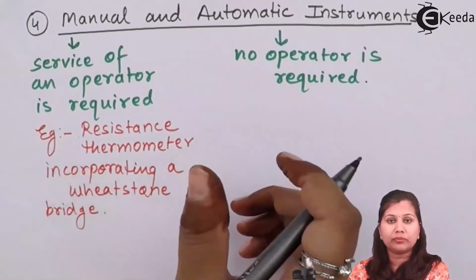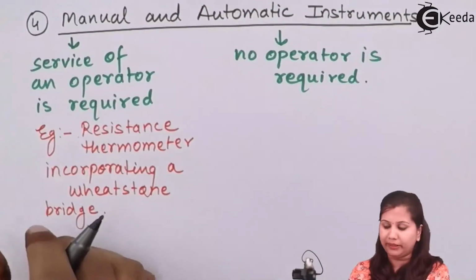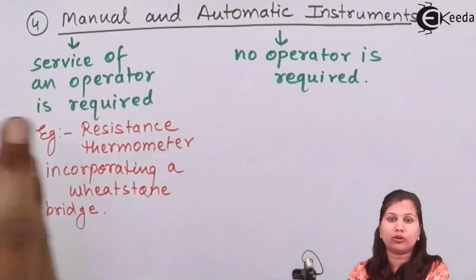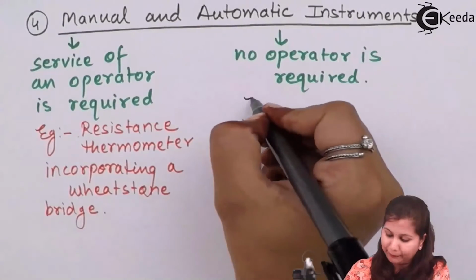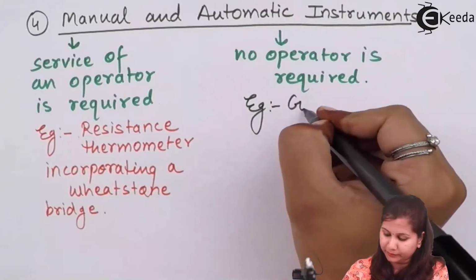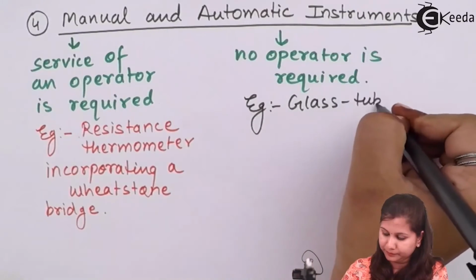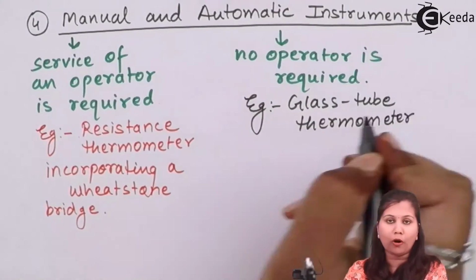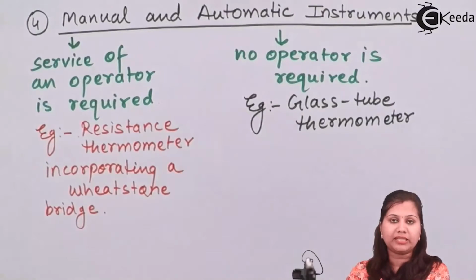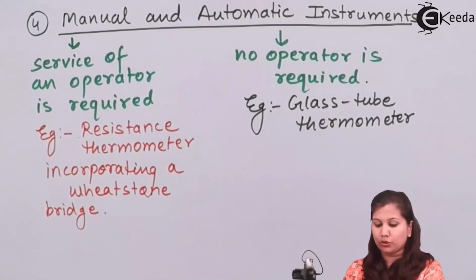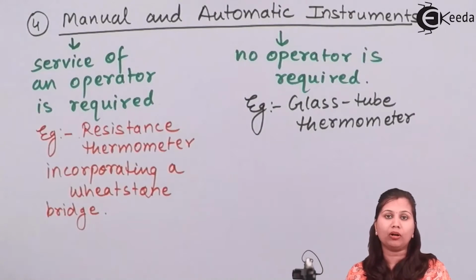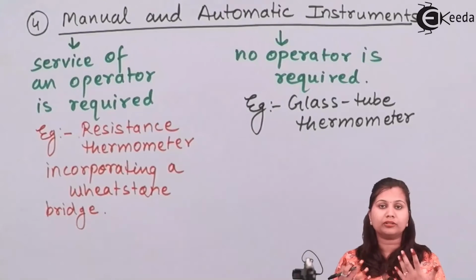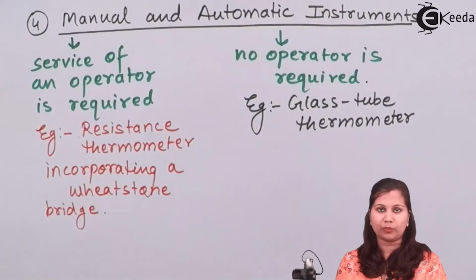So manual instruments always need the service of an operator, whereas automatic instruments do not require the service of an operator. An example of this is a glass tube thermometer. In the glass tube thermometer, no operator is required. The mercury will be deflected, and through the level of the mercury, we can directly read the value of the temperature. So this is the classification based upon whether the operator is required or not required.